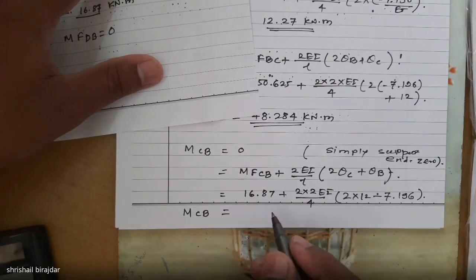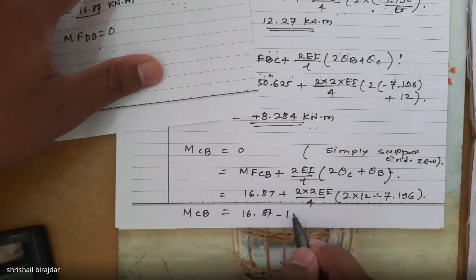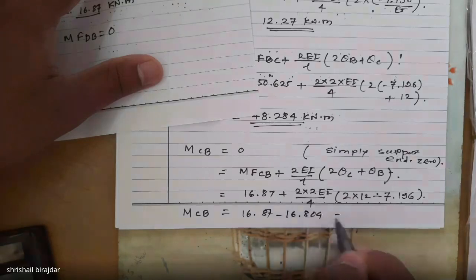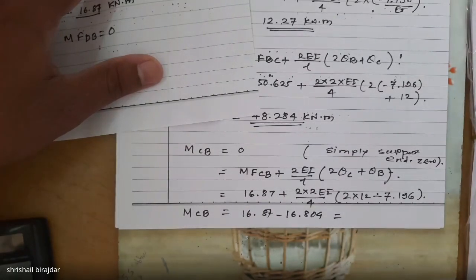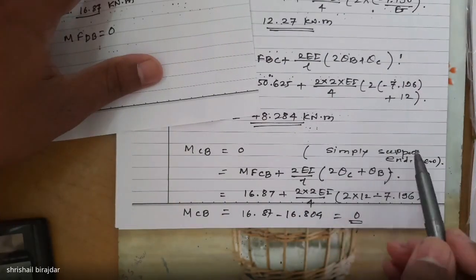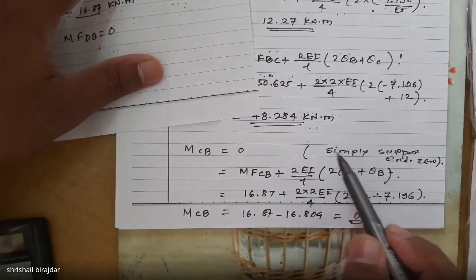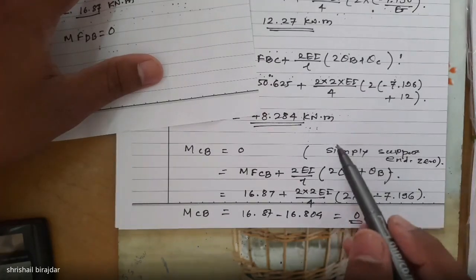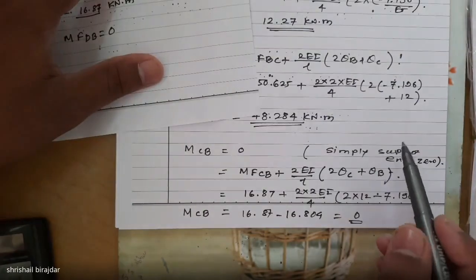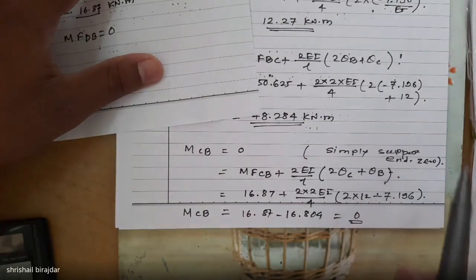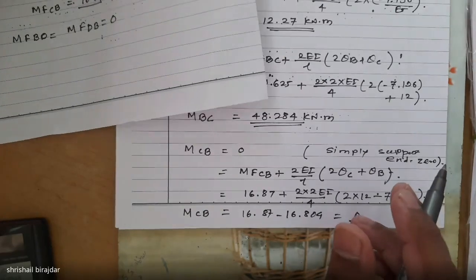Exactly, how much does it work out to be? 16.87 minus 16.804. It works out to be around 0.00 something, but exactly it works out to be 0, because as stated, this particular support is simply supported, so at the simply supported end the moment is 0. Are you getting this particular point?